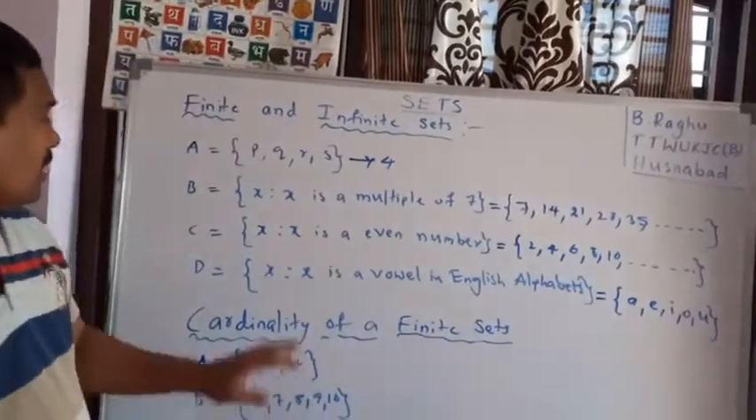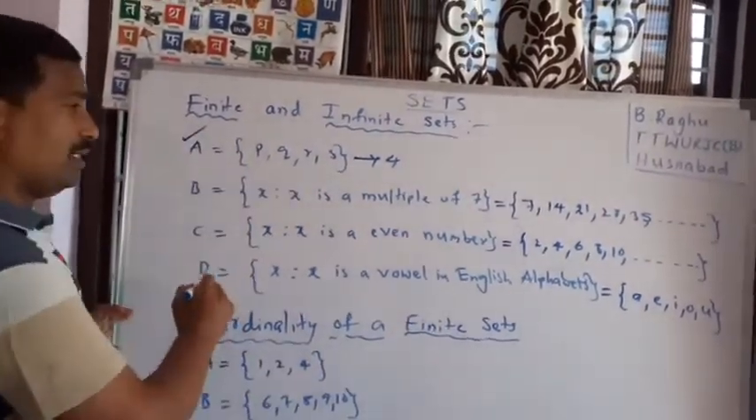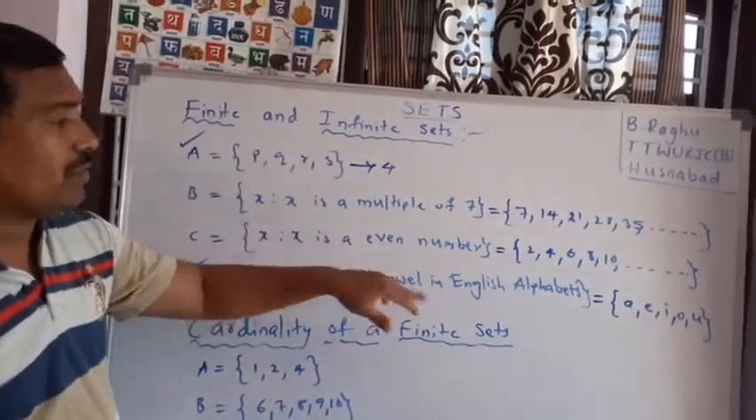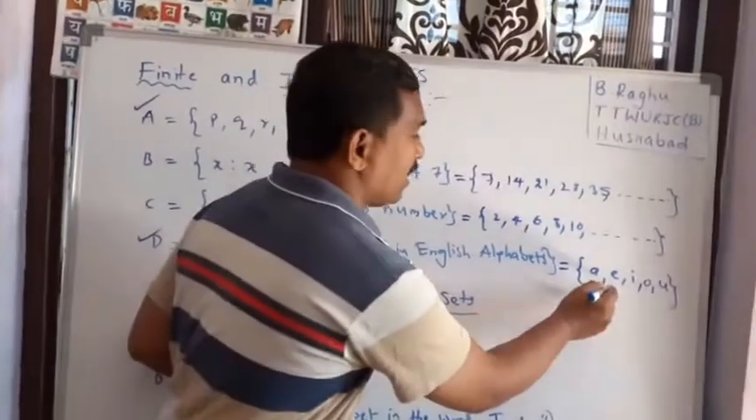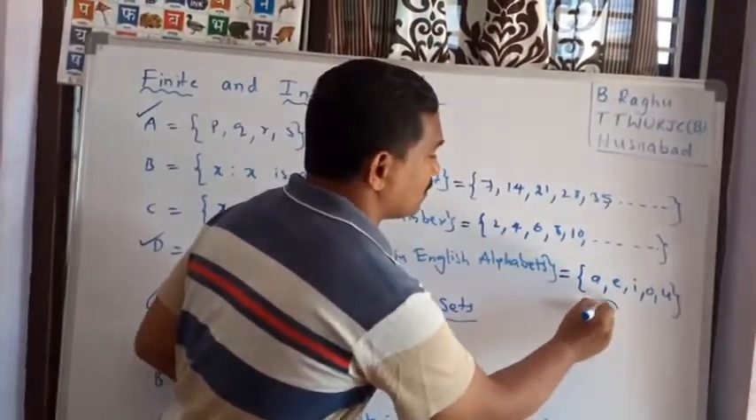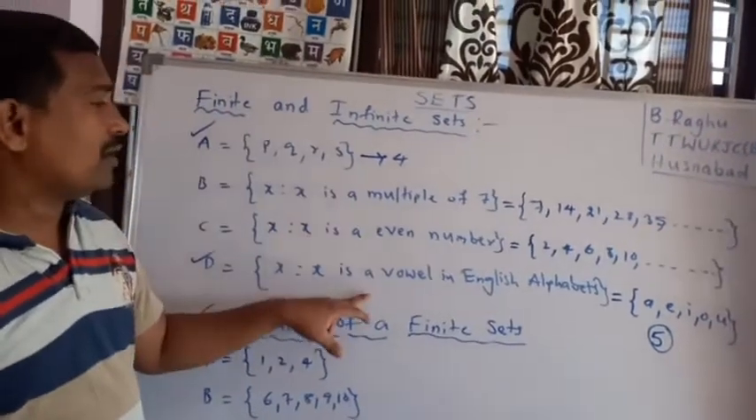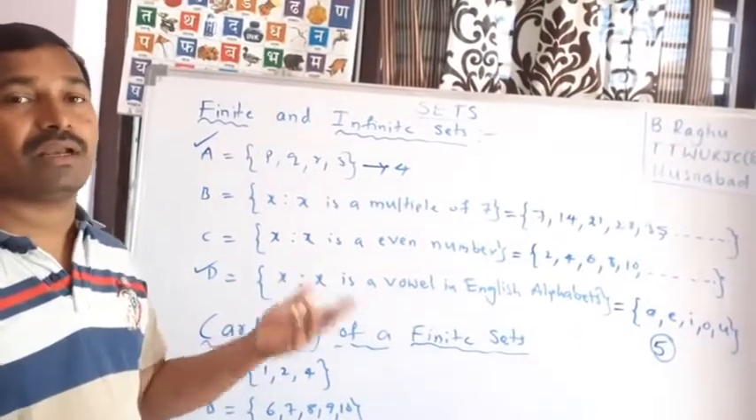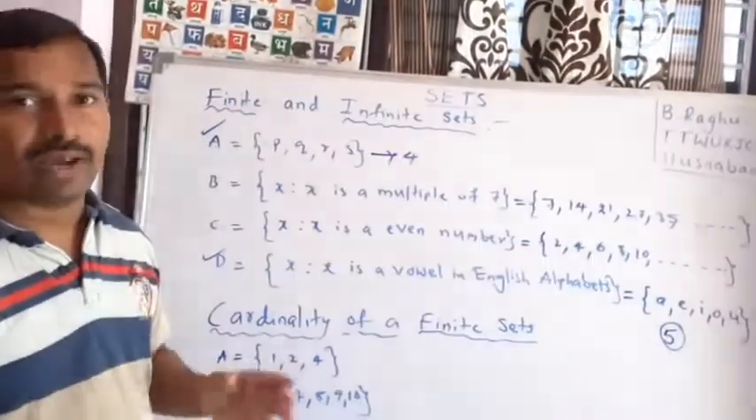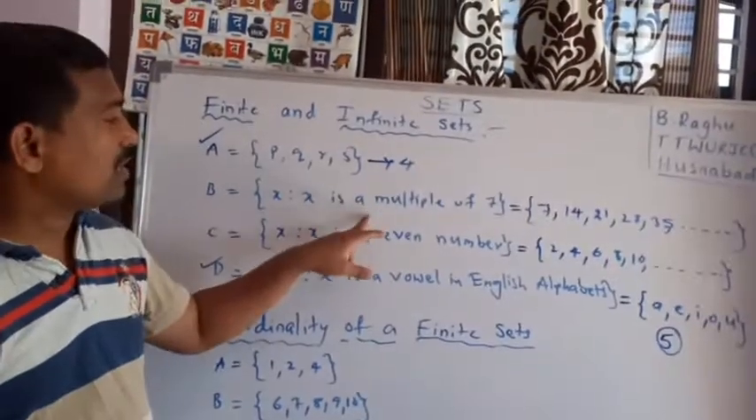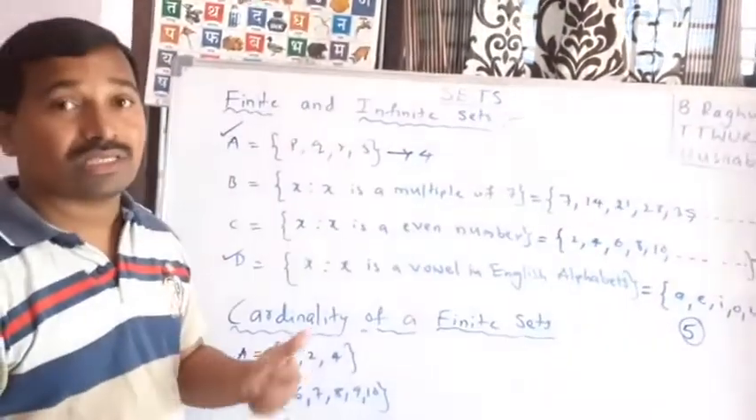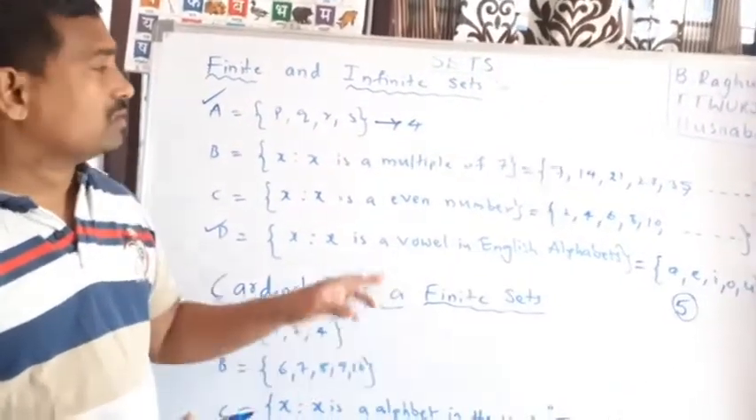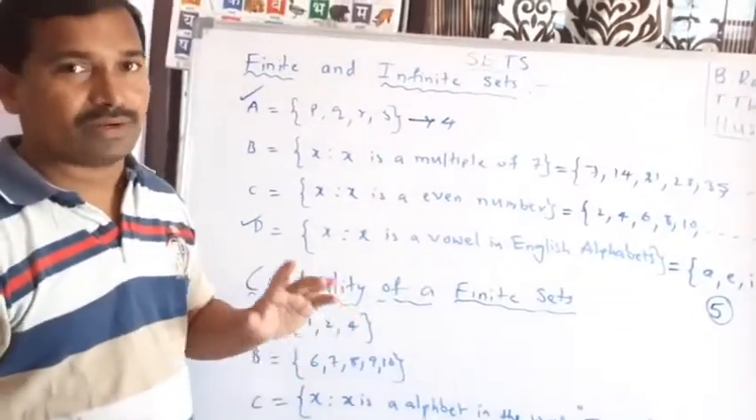So if you see set A and this set D, in these two sets the number of elements is countable. In this set, how many elements are there? 5. So these two are called finite sets. A set containing a countable number of elements is called a finite set. A set containing uncountable elements, which we cannot count, is called an infinite set. Okay, do you understand? It is easy.